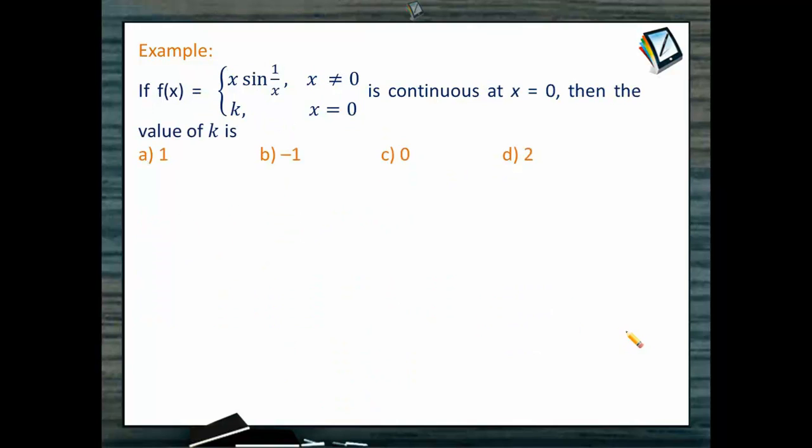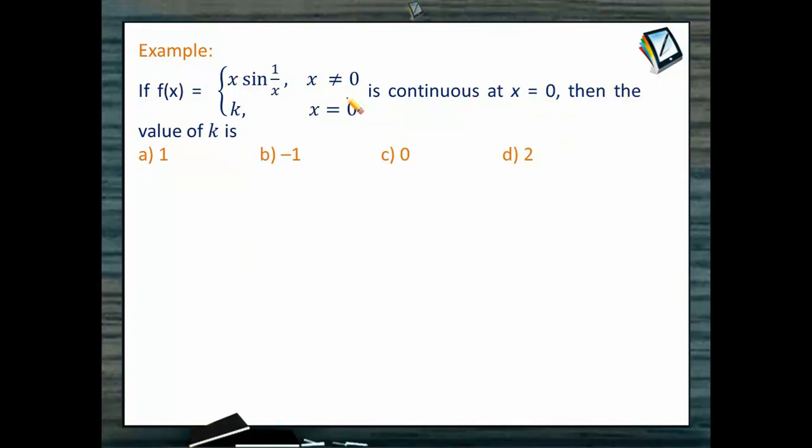Let's check one more problem based on the same idea of left hand and right hand continuity definitions. f of x is x times sine 1 by x if x is not equal to 0, but it is defined as k when x is 0. And he says the function is continuous at x equal to 0. Then you are supposed to find the value of k.